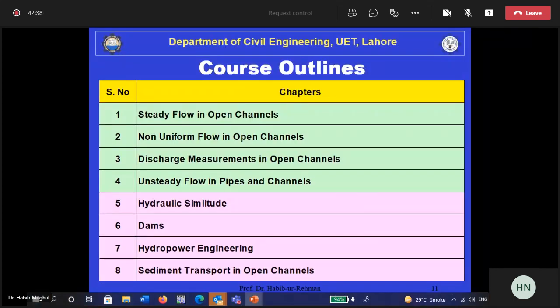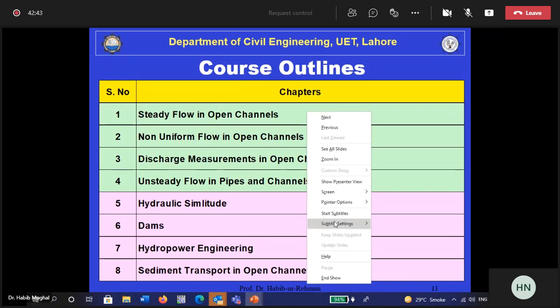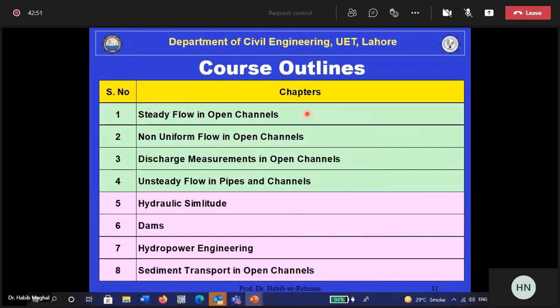So 8 chapters we will study in total in this subject. The first chapter is steady flow in open channels. The second is non-uniform flow in open channels. The third is discharge measurement in open channels. And the fourth is unsteady flow in pipes and channels.